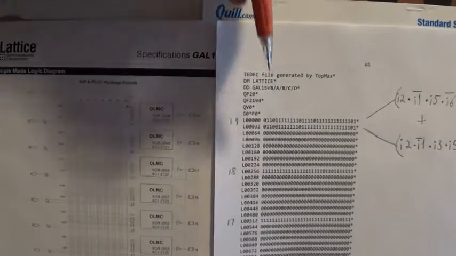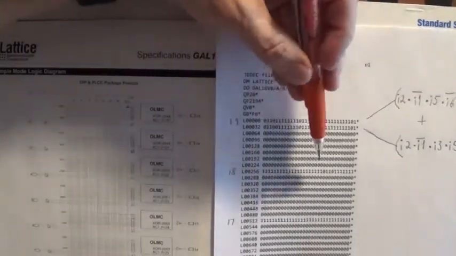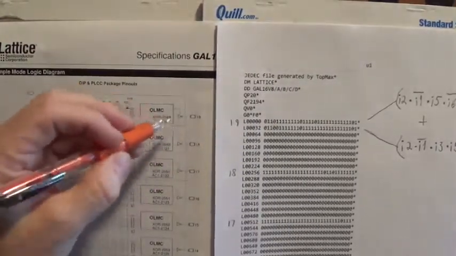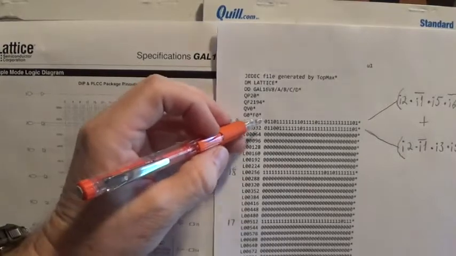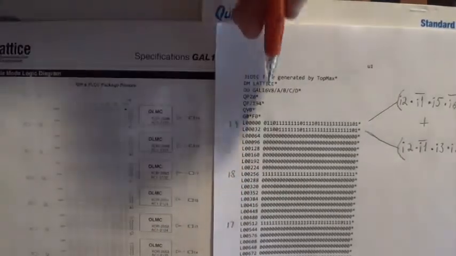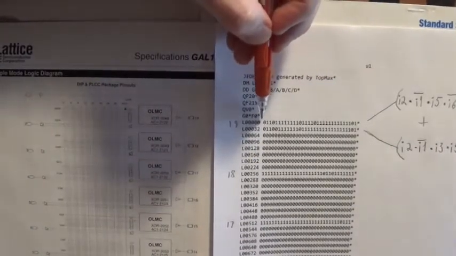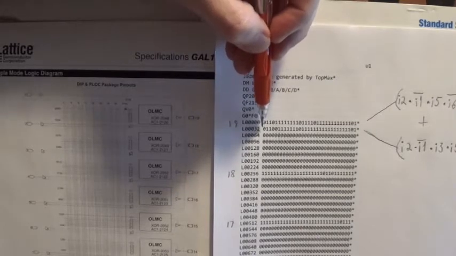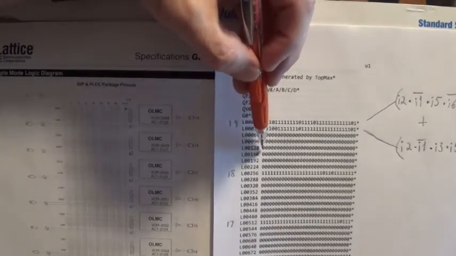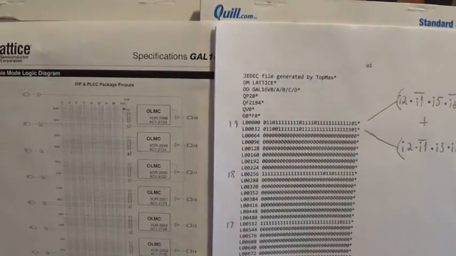I've seen JEDEC files that had ones and zeros through all 8 inputs to that function right there for pin 19. So you would have ones and zeros through all 8 of those ANDed parts. So it would be this line, or this line, or this line, or this line, or this line, and all the way down. There's a lot of versatility in this chip.